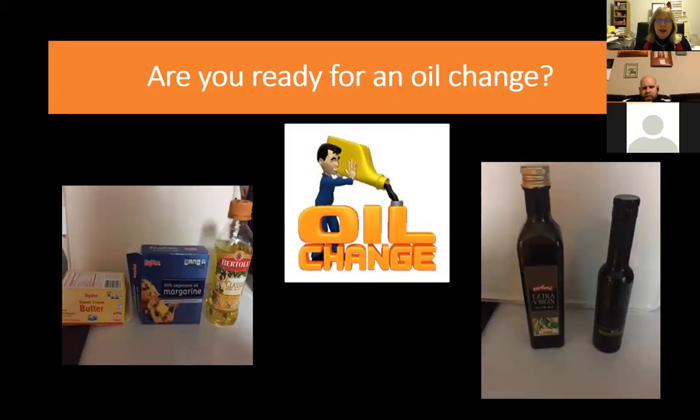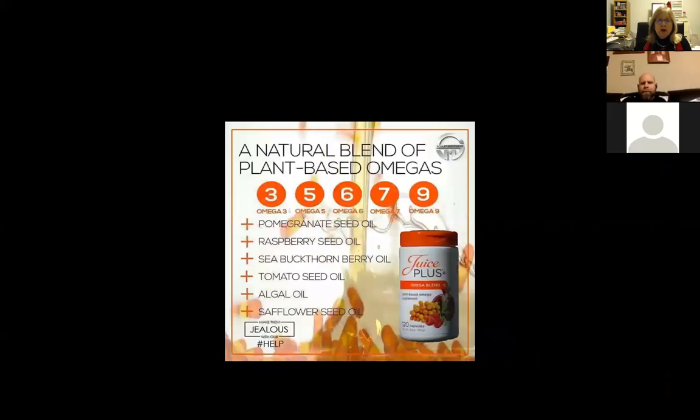The other simple thing that we did, that I do with people, is try and think about an oil change. So instead of getting rid of the things on the left with the butter and margarine, it's going to the extra virgin in a dark bottle with an expiration date, the olive oil. Simple things that you can do, that you can start by going to the grocery store.